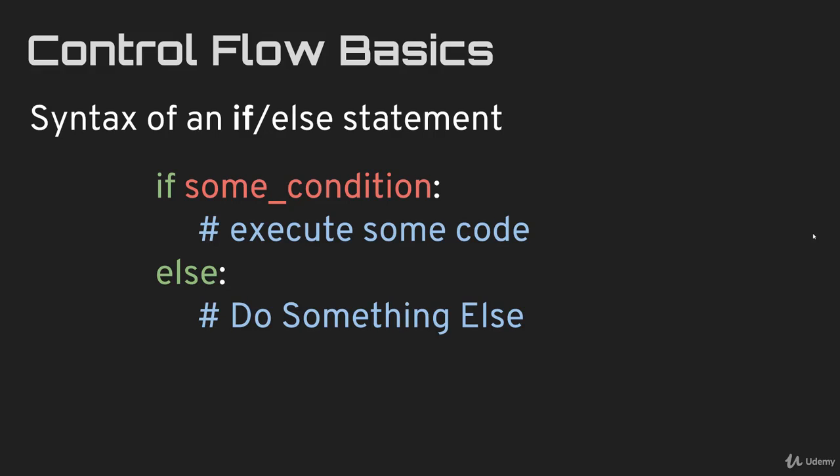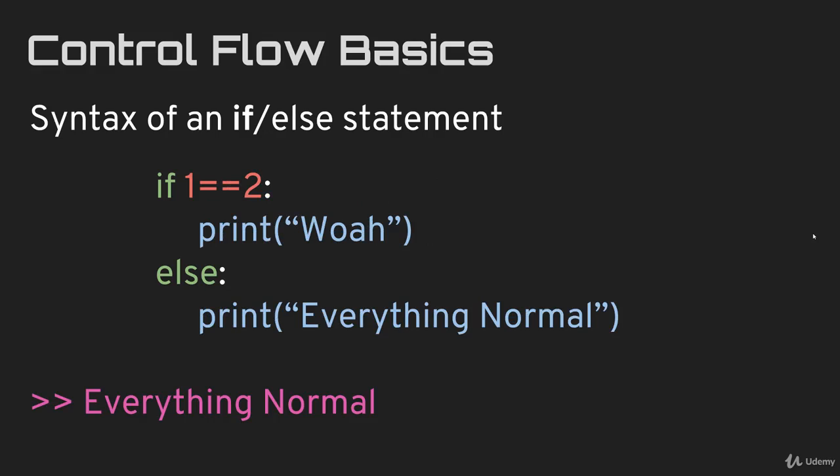Let's go ahead and actually put an example here. We can say if 1 is equal to 2, print whoa, else print everything normal. And when you were to run this block of code, you should see everything normal because 1 is not equal to 2, so that block of code doesn't execute. So then we go down to the else statement.